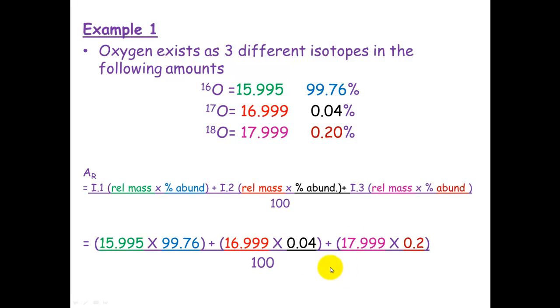You add those together and divide the grand total by 100. So if it's got 5 isotopes, you'd work this out for the 5 isotopes. If it's only got 2 isotopes, you'd work that out for the 2 isotopes. So our answer is 16.0. Does this look familiar? It should. When we look at the periodic table, the mass number of oxygen is 16.0. So the relative atomic mass of an element is equal to the mass number on the periodic table.